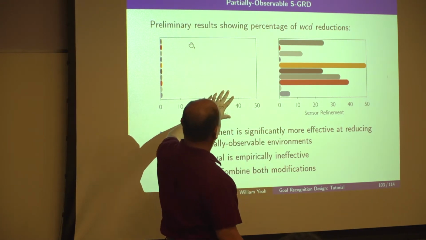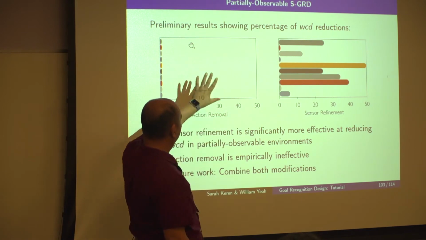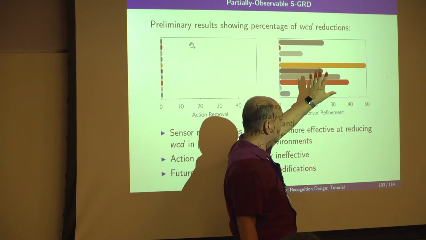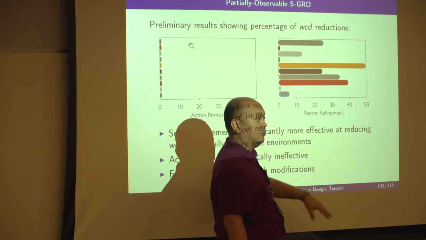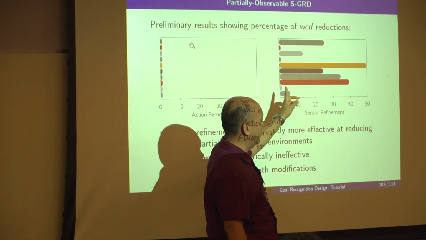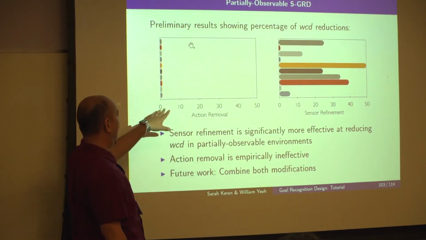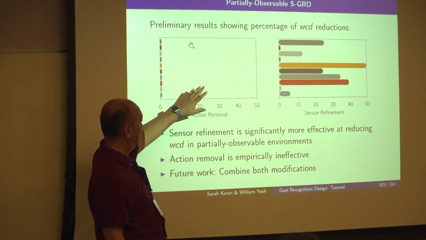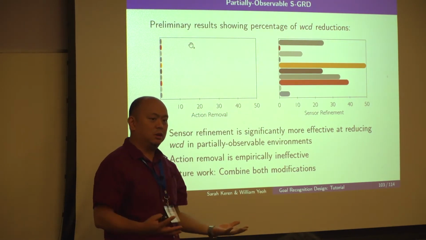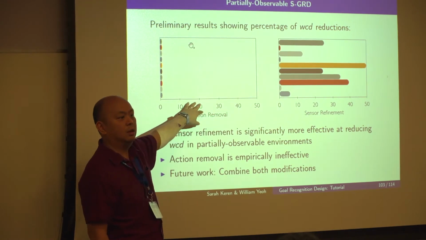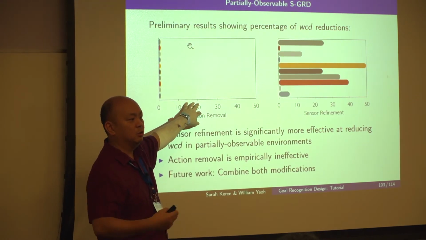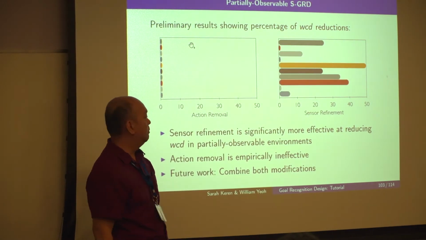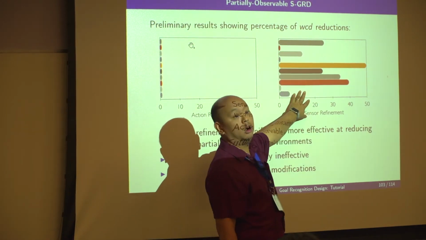So this is for WCD only, no ECD. The left hand side is for action removal, the traditional action removal that Sarah talked about. Here is sensor placements. I think it's probably just removing one action and placing one sensor. Again, the x-axis is percentage of reduction. In our settings, you see that in the case where things are partially observable, removing actions doesn't really help, because if actions were removed, I still do not know which state you are in, and that's the reason I have a high WCD. But placing sensors helped a lot more.